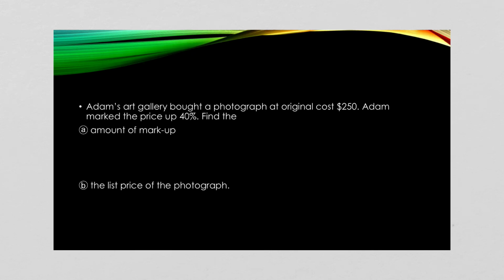Adam's art gallery bought a photograph at an original cost of $250. Adam marked the price up 40%. Find the amount of the markup. So 250 times 40%, which is 0.4 as a decimal, is $100. So that's how much he's marking up this photograph. And so now to find the list price, you take the original price and you add the markup amount. So he is going to list this photograph for a price of $350.